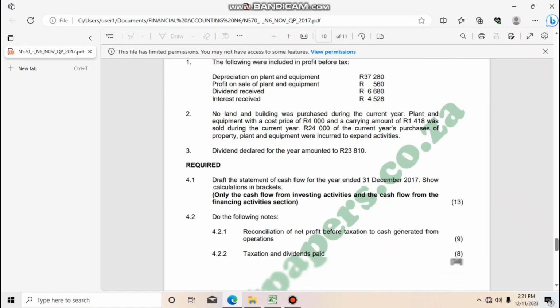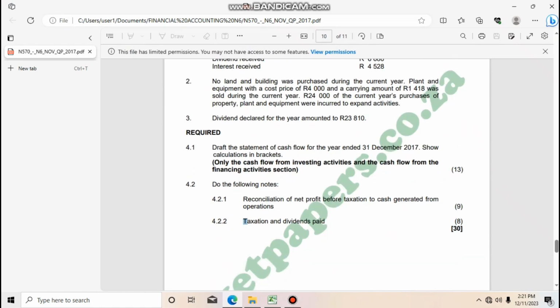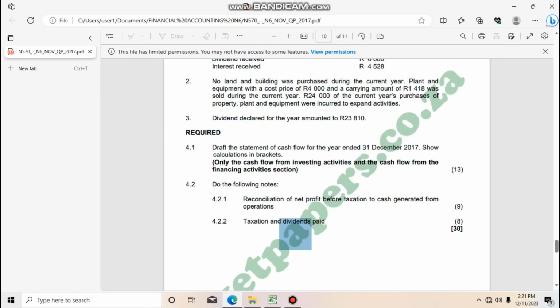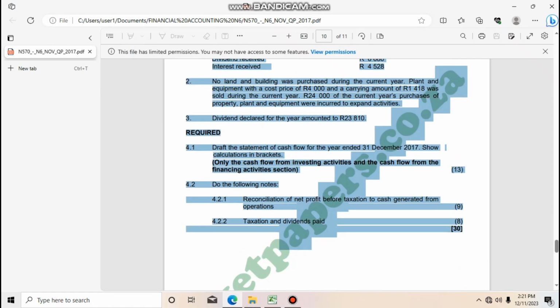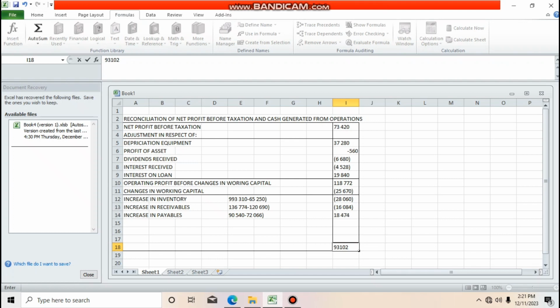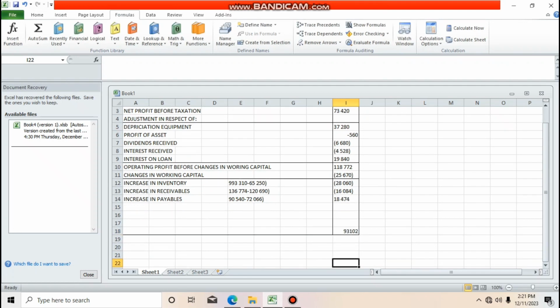So let me deal with the taxation and dividends. Taxation and dividends, I'm trying to highlight only taxation and dividends. Here is highlighting everything, but it's fine. Okay, taxation and dividends. So let me prepare the note for taxation and dividends.